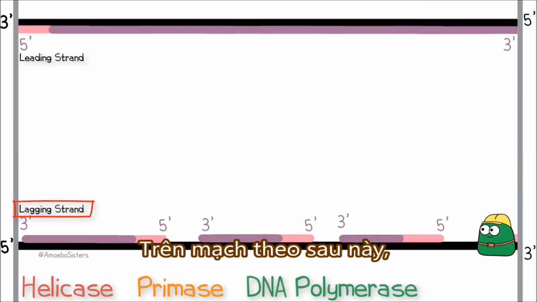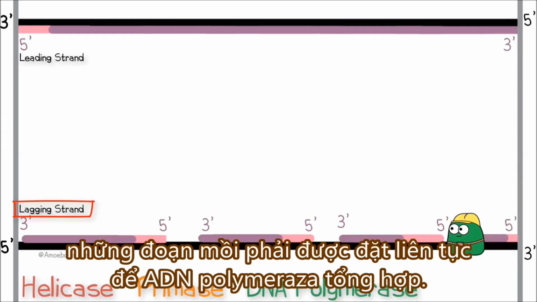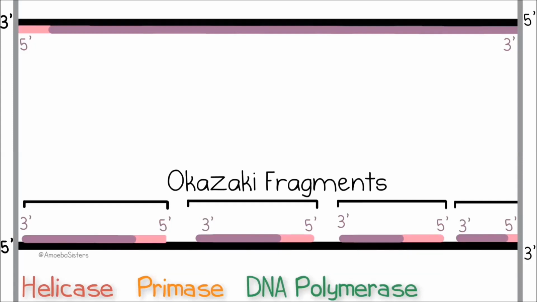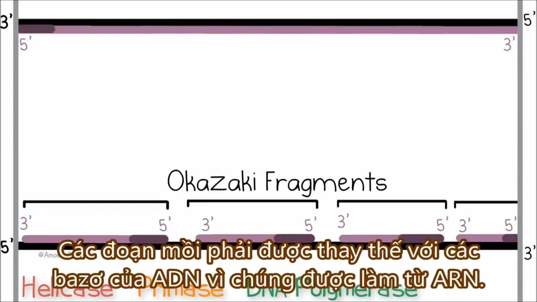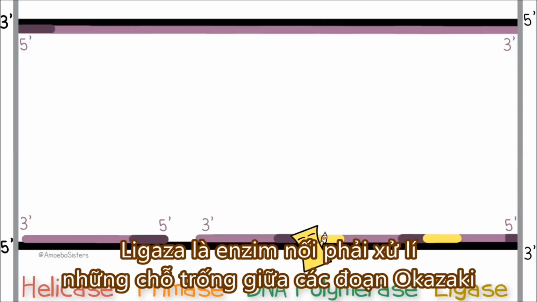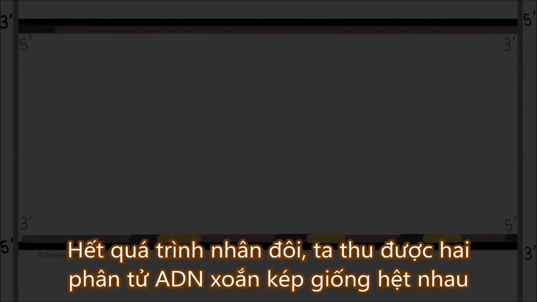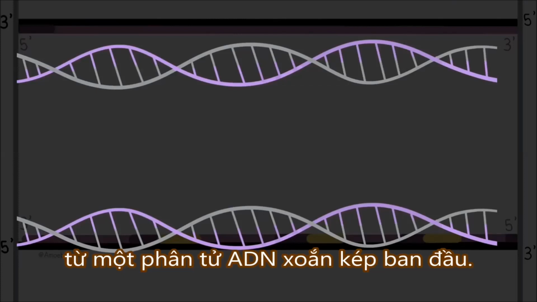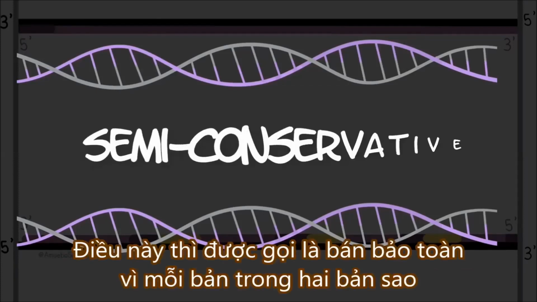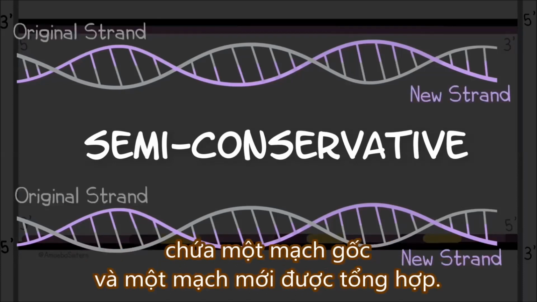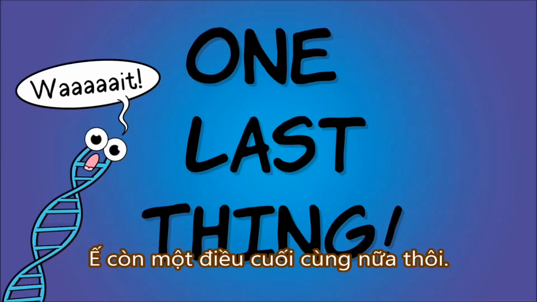On this lagging strand, primers have to keep being placed in order for DNA polymerase to build. These fragments that result are known as Okazaki fragments. Primers have to get replaced with DNA bases since the primers were made of RNA. Ligase, the gluing enzyme, as I like to nickname it, has to take care of the gaps between Okazaki fragments, sealing them together. At the end of replicating, you have two identical double helix DNA molecules from your one original double helix DNA molecule. We call it semi-conservative because the two copies each contain one old original strand and one newly made one.